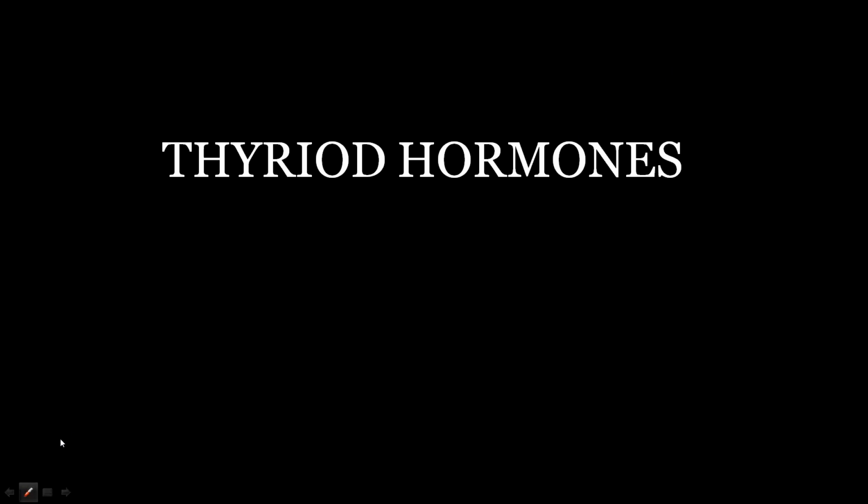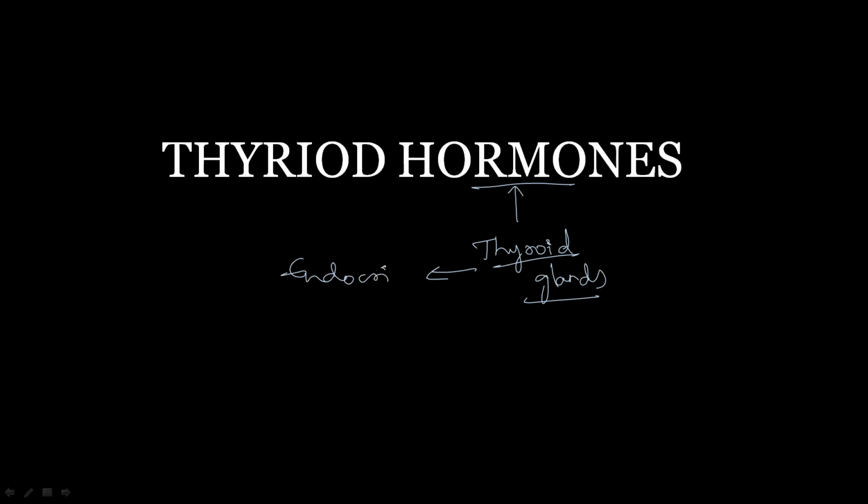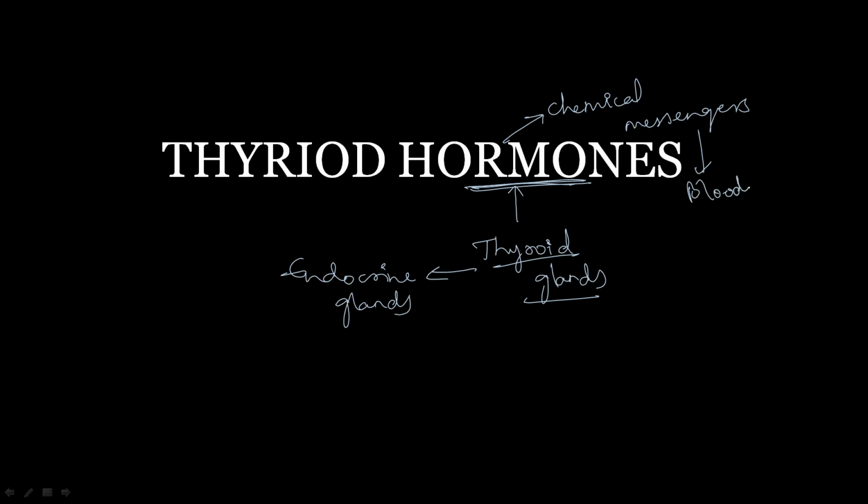Hi people, in this video we are going to discuss the thyroid hormones. As you know, the thyroid hormones are released from the thyroid gland. Thyroid glands are a type of endocrine gland. Endocrine glands are the glands which release hormones, that is their secretions, where hormones are nothing but chemical messengers released into the bloodstream without ducts, right?